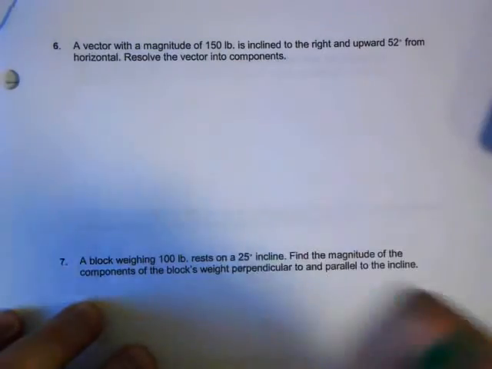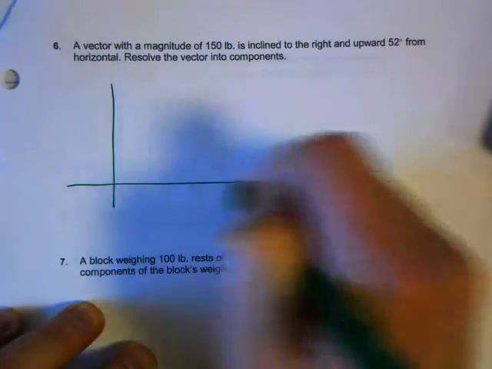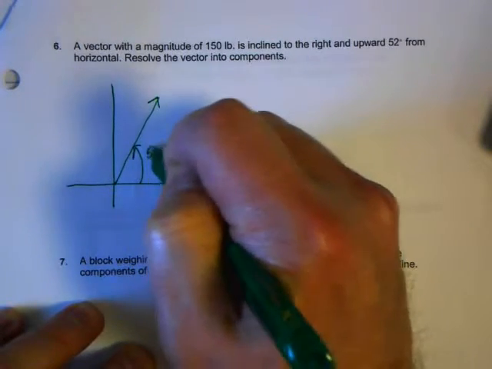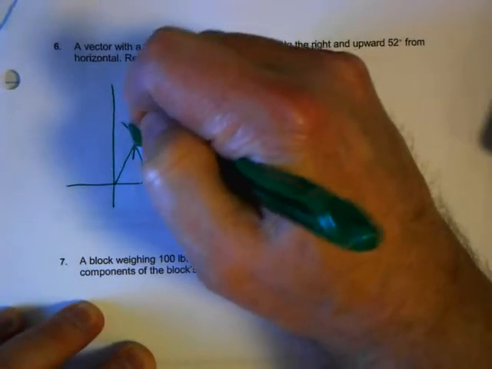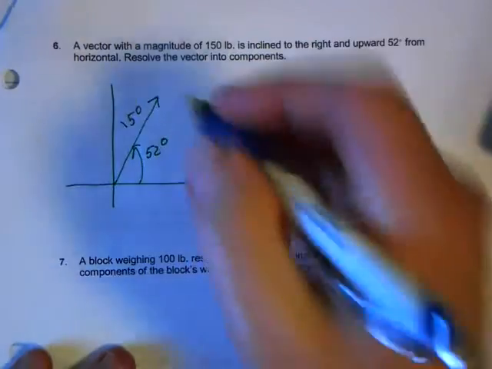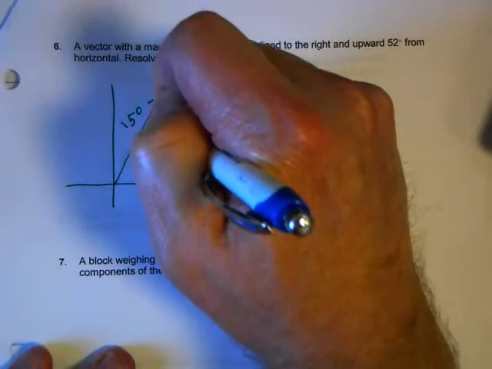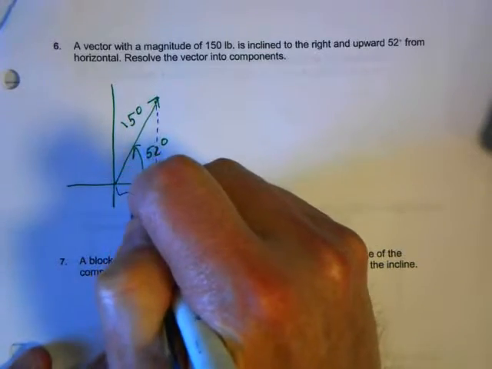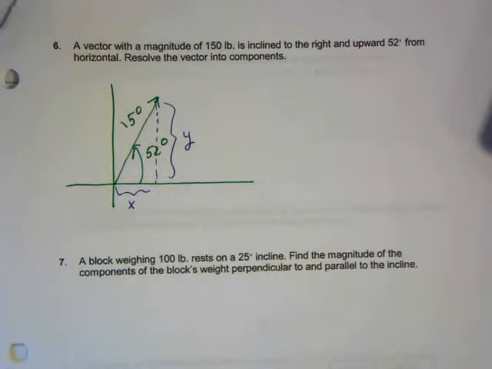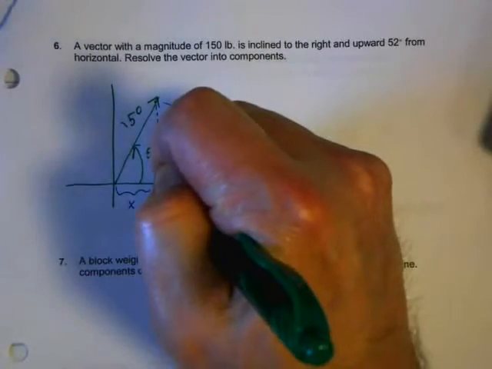So what we're saying is we have our x and y axis. We have a vector inclined 52 degrees, and the vector has a length of 150 pounds. So when we say put it into components, basically we're drawing this triangle. The components would be the x length and the y length. Those would be the two components, x and y. What would you do to find x? This is a 90-degree angle right here.